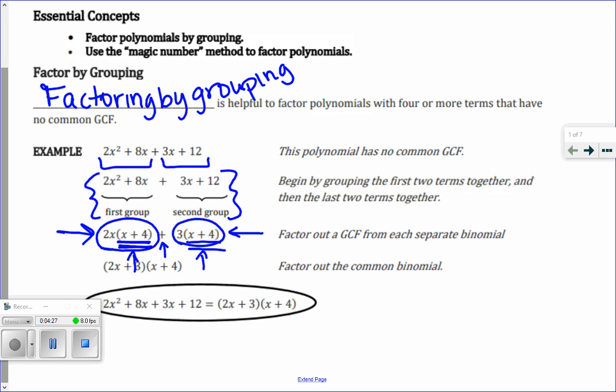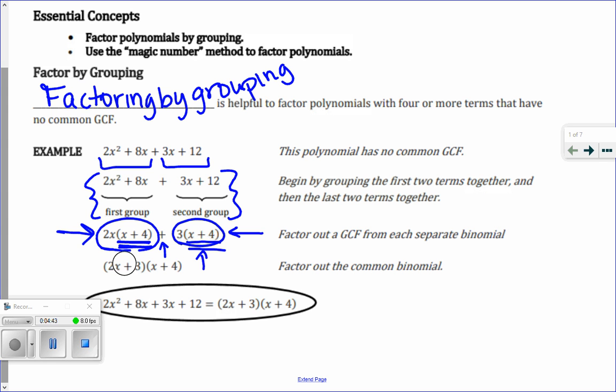So you're going to pull out that x plus 4 just like you did the previous GCFs over the last few days, just like we pulled the 3 or the 2x. We're going to pull the x plus 4 and say, hey, these guys have an x plus 4 in common that we can also pull out like a GCF.